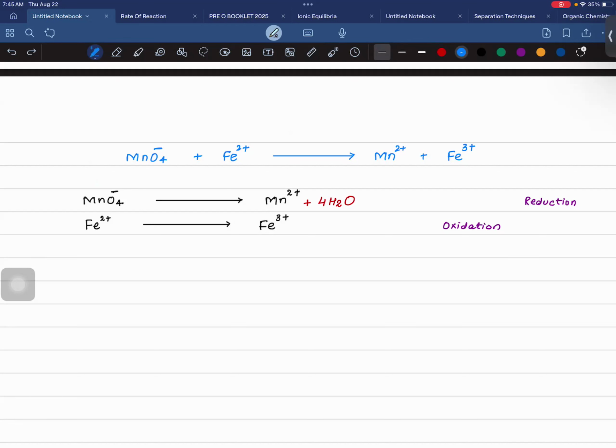So after writing H2O, how many hydrogen atoms do I have? You will say, sir, 8. I would ask why. You will say, sir, here is 4, so 4 into 2 is 8. I would say, okay, great.